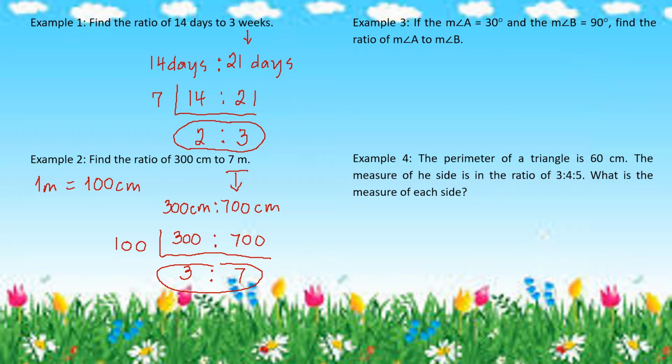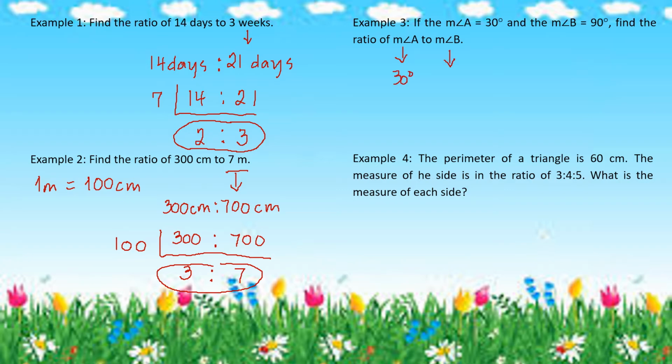Let's have example number 3. If the measure of angle A is 30 degrees and the measure of angle B is 90 degrees, find the ratio of the measure of angle A to the measure of angle B. The measure of angle A is 30 degrees.